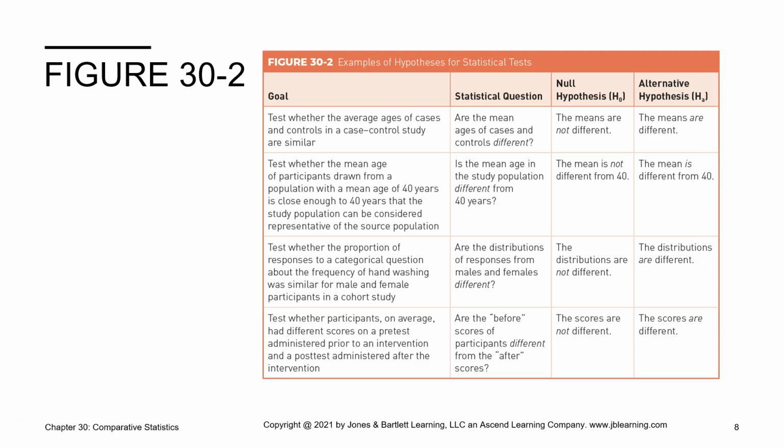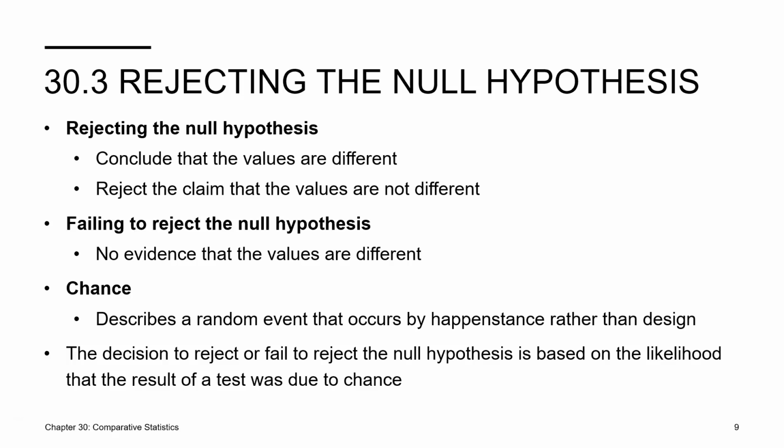So I'll just go over the first one and then you can read the others on your own time. If the goal is to test whether the average age of cases and controls in a case control study is different, our statistical question may be, are the mean ages of the cases and controls different? Our null hypothesis would be that the means are not different, whereas the alternative hypothesis is that the means are different.